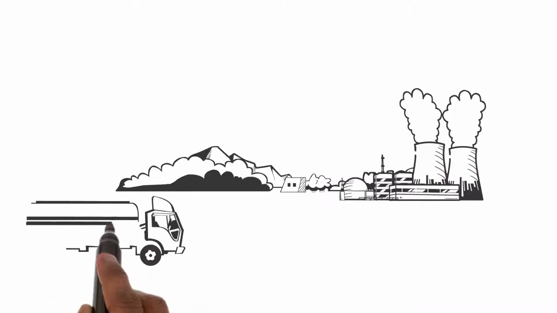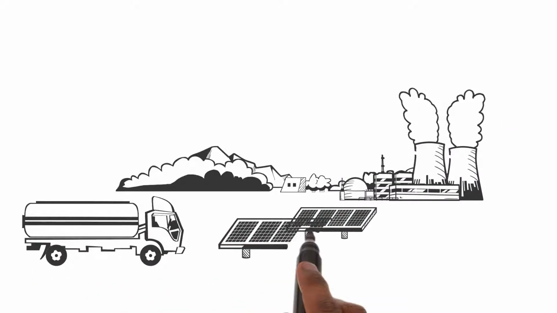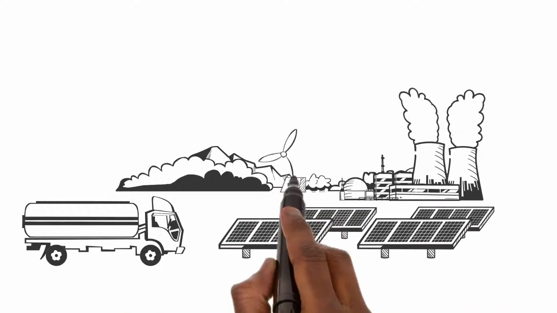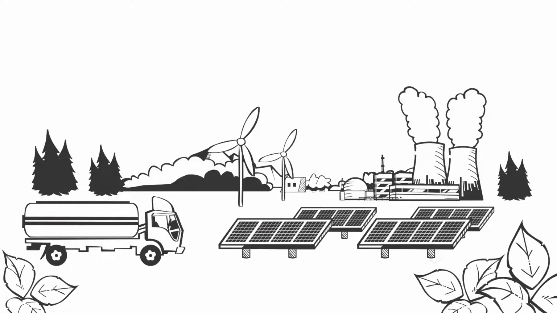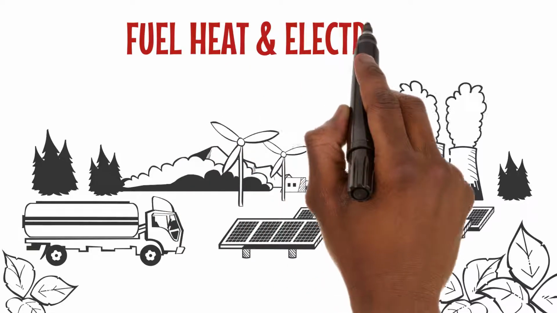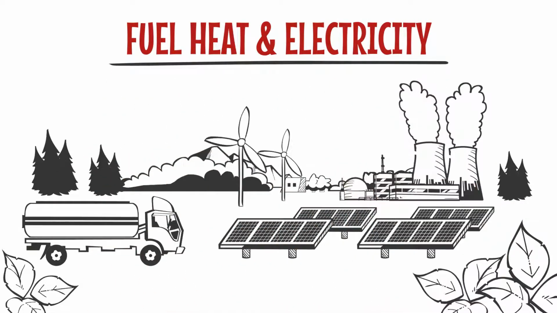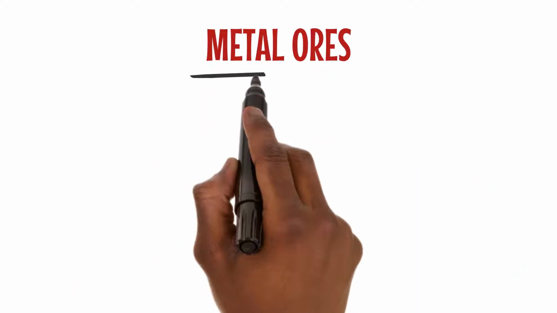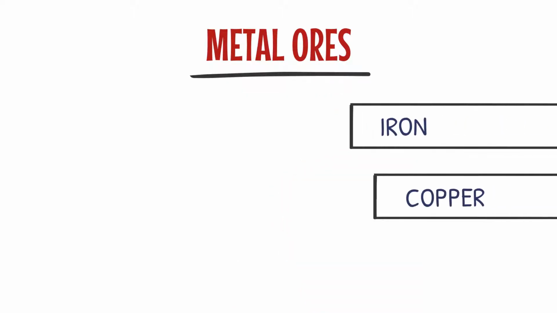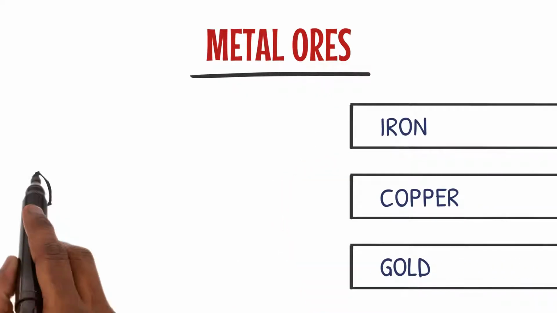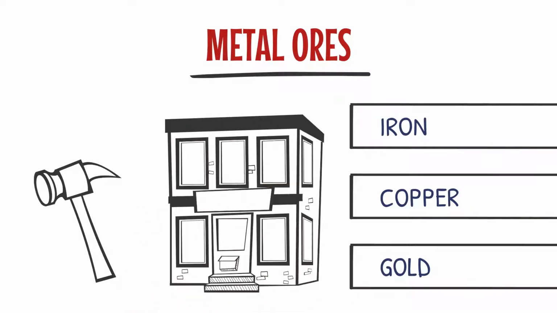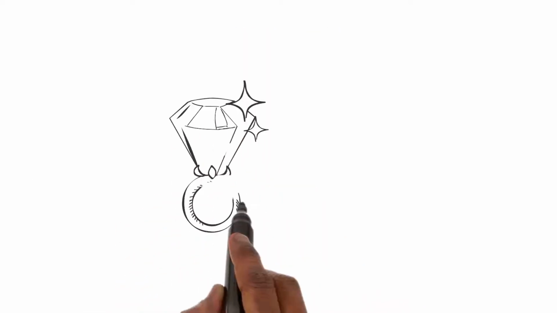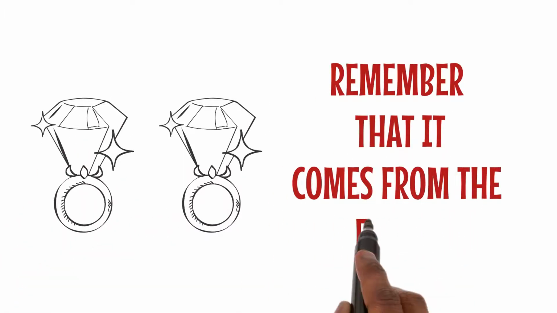Speaking of fossil fuels, we have petroleum and natural gas, which are derived from ancient plants and animals. These resources provide us with fuel for transportation, heating, and electricity. Then we have metal ores or minerals, such as iron, copper, and gold, which are used to make tools, buildings, and many other things we rely on in our modern lives. The next time you see a shiny piece of jewelry, remember that it comes from the earth.